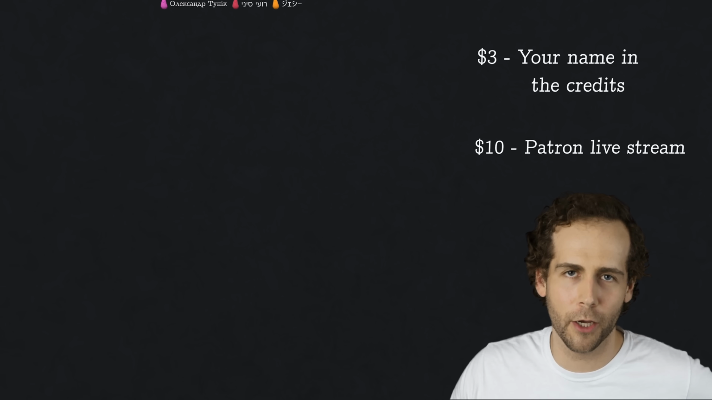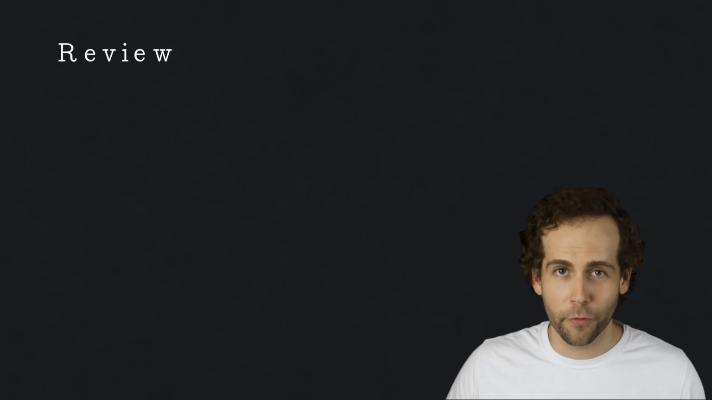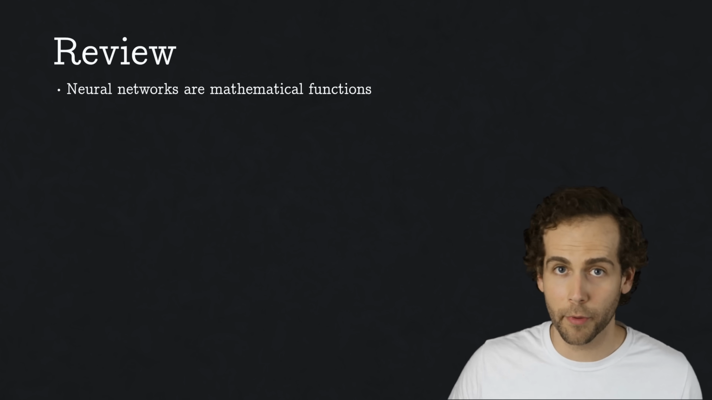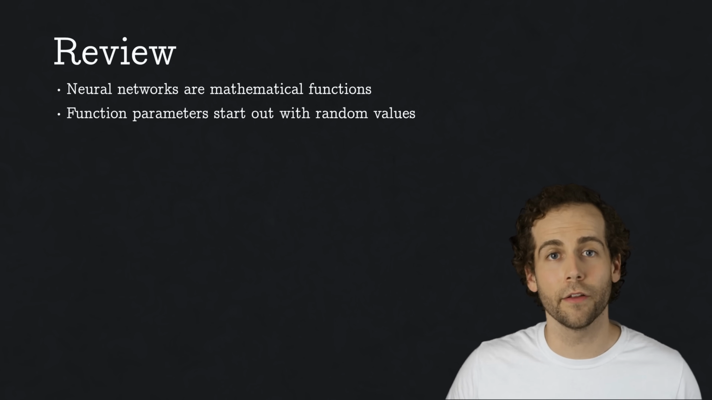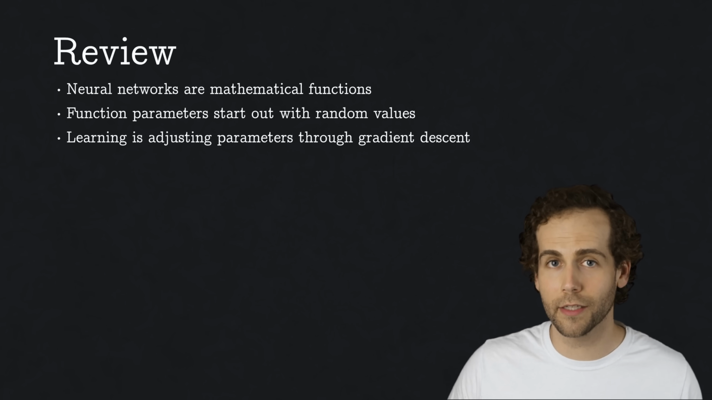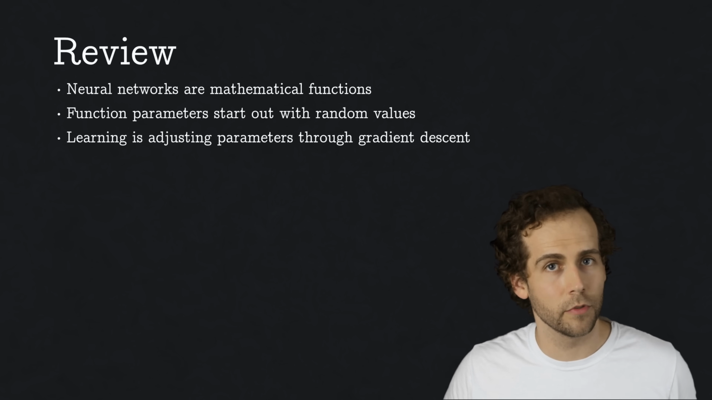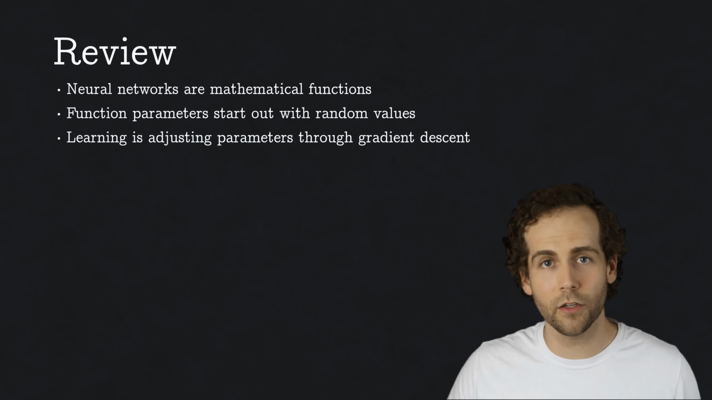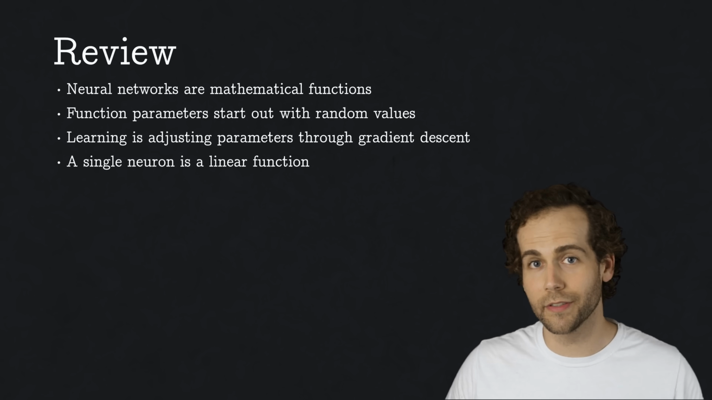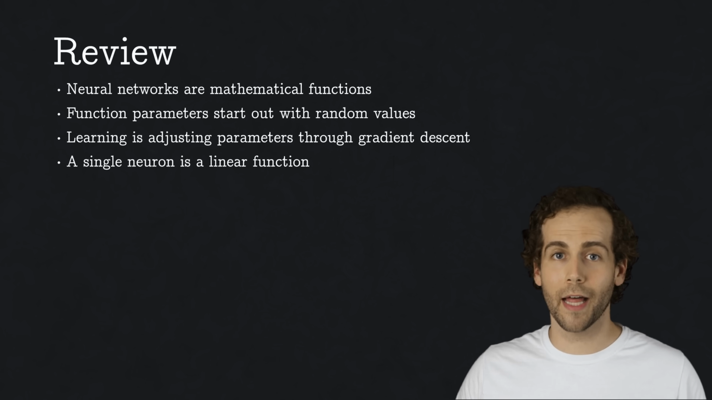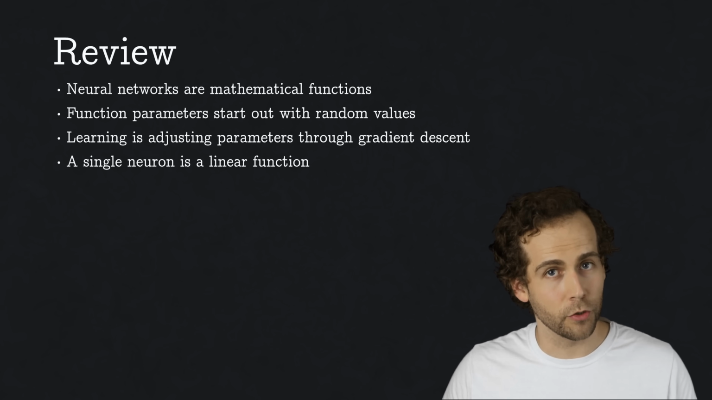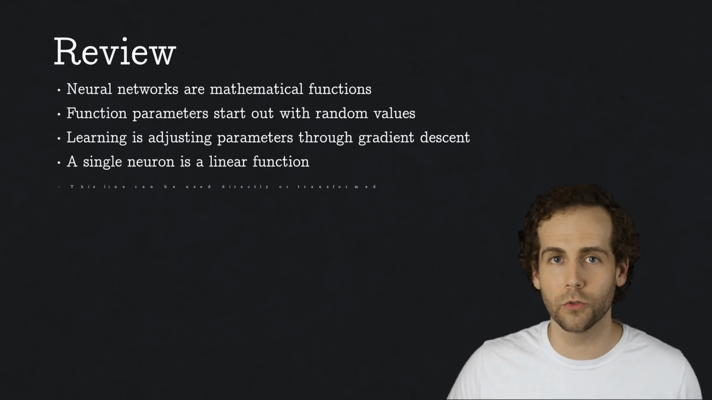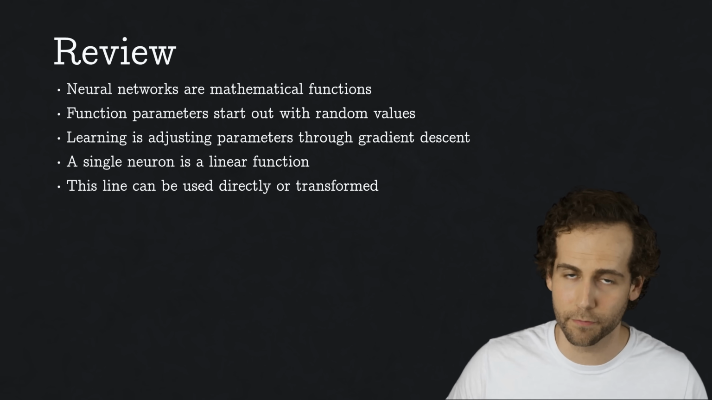Anyway, back to reviewing the video. So, artificial neural networks are mathematical functions. Those functions have parameters which start out in some random place, and they're adjusted through trial and error in a process called gradient descent, until the function fits whatever data you're training on. That's how they learn. And for a single neuron, it's just a weighted sum of its inputs, which, if you graph it, makes a line, maybe a plane or other higher dimensional version of a line, but it's a line. And we can take that linear function and transform it to solve problems like binary categorization.